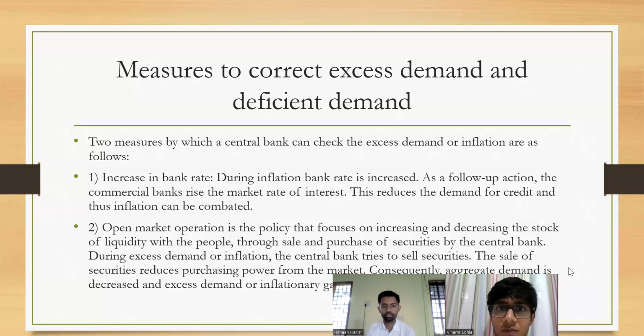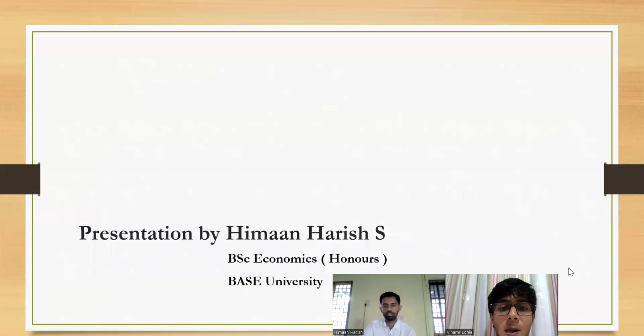So during excess demand or inflation, the central bank tries to sell securities. The sale of securities reduces purchasing power from the market. Consequently, aggregate demand is decreased and the excess demand or inflationary gap gets combated. So there are just two measures by which we can correct the excess demand and deficient demand as well.